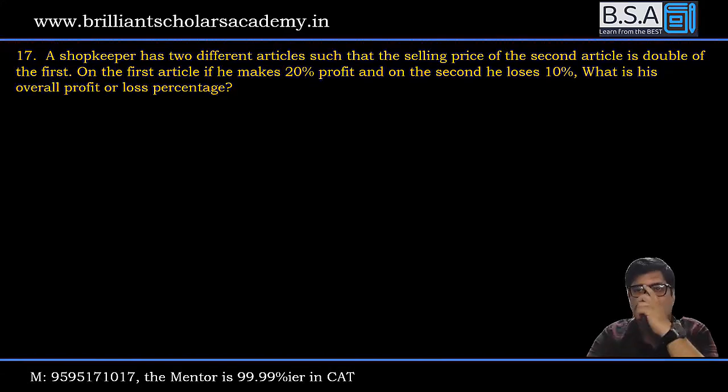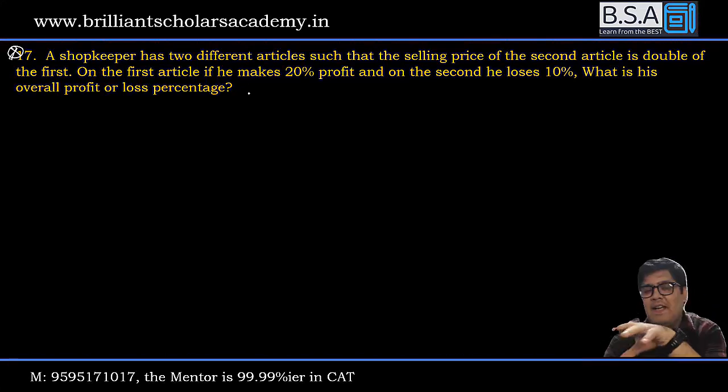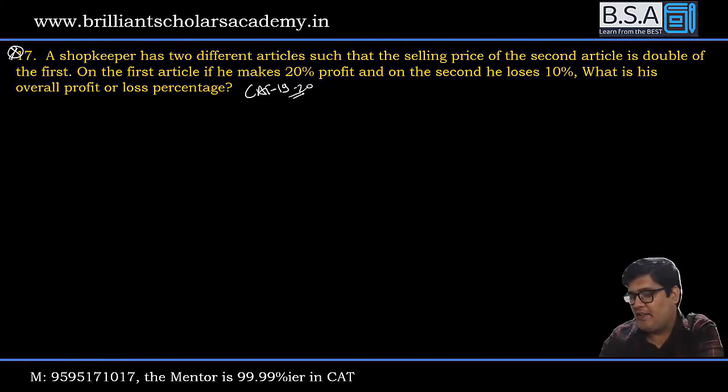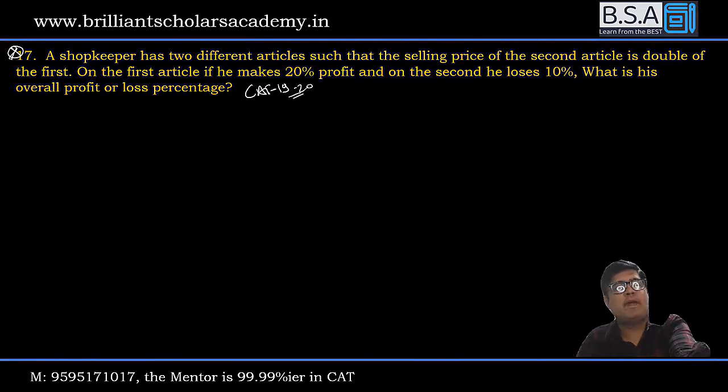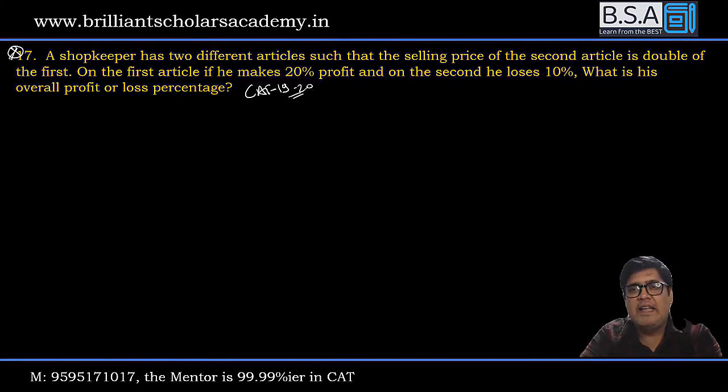Others, I can create 3-4 variations of this. I can show you applications of this in as recent as the CAT 2019-2020 paper. A shopkeeper has two different articles such that the selling price of the second article is double the first. On the first article, he makes 20% profit. On the second, he loses 10%. What is his overall profit or loss percentage?